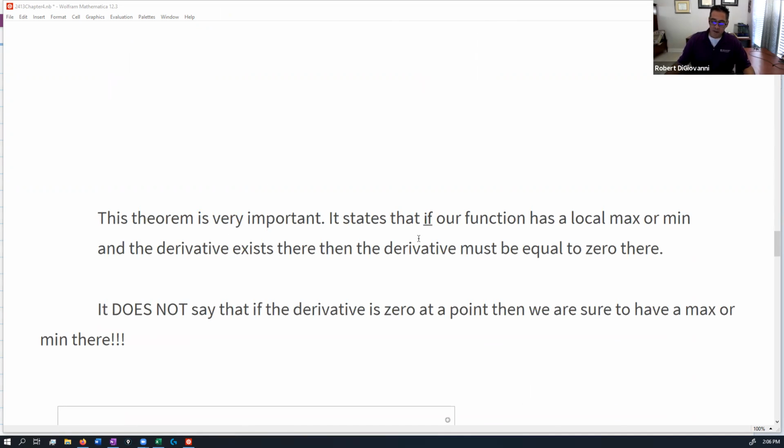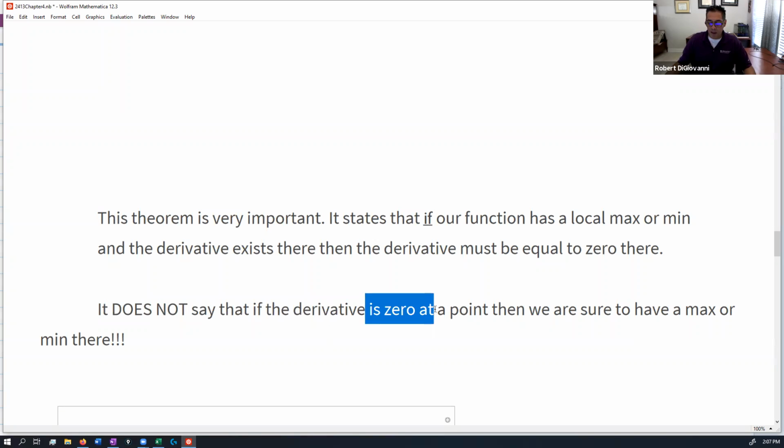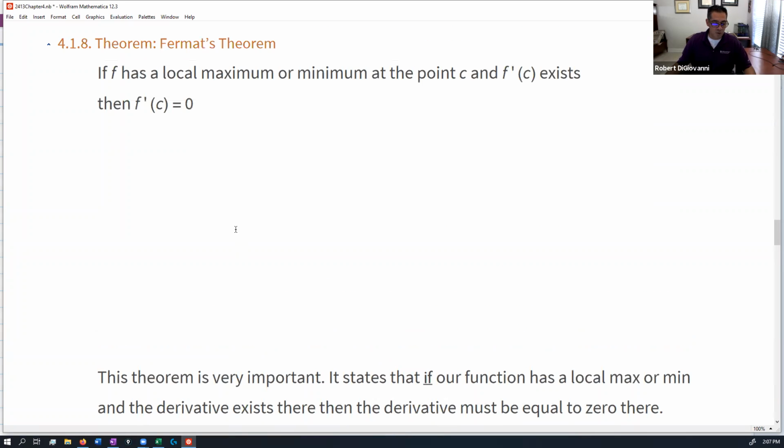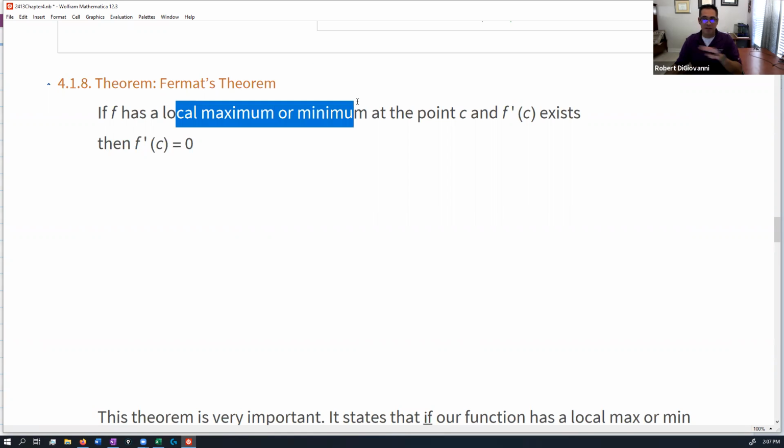It states that if our function has a local max or min, the derivative exists and the derivative must be equal to 0. It does not say that if the derivative is 0, we are guaranteed to have a max or min. That's the way it's misused. Students will read this and think, oh, all I have to do is look where my derivative is 0. If my derivative is 0 somewhere, then I'm guaranteed to be looking at a local max or min. That's not correct. I can give you an example of a graph where the derivative is 0 and you're not looking at a local max or min.